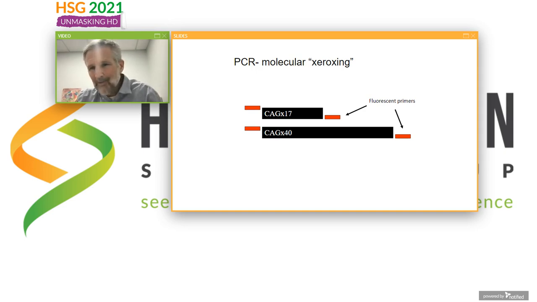And what those primers do, they act like a copy machine. They make millions and millions of copies of these CAG repeats. And they're all tagged with a little fluorescent glowing probe. And we can use that fluorescence to visualize or to see these pieces of DNA. And then we can measure how big they are. And the idea is that a smaller CAG repeat, like the one with 17 up on top, is going to be a little bit smaller piece of DNA. And the one with 40 repeats is going to be a little bit bigger piece of DNA.